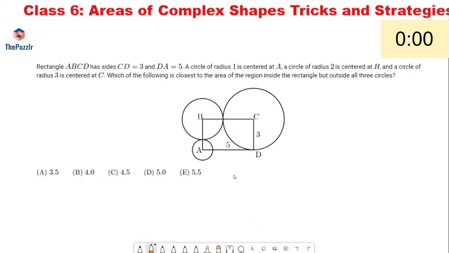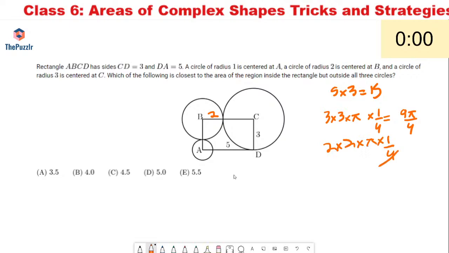Okay. So this problem, what do we have? Let's find the total rectangle. That's 5 times 3 gives us 15. What about this one? That's a circle with radius 3. So 3 squared times pi divided by 4, right? Because it's a quarter circle. So that's 9 pi over 4. This is 2. So 2 squared times pi times 1/4. 4 cancels, we're left with pi here.